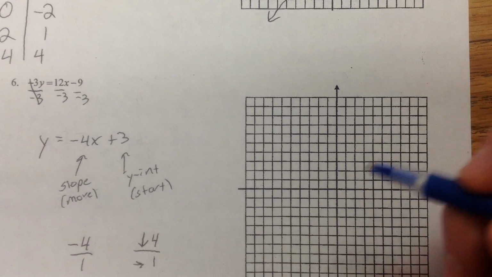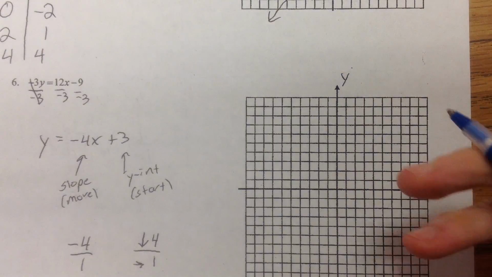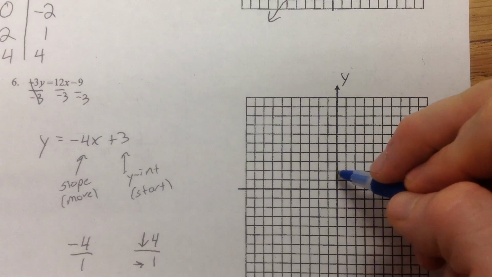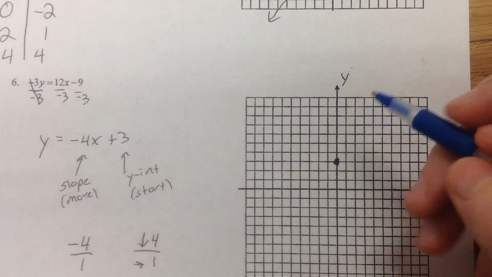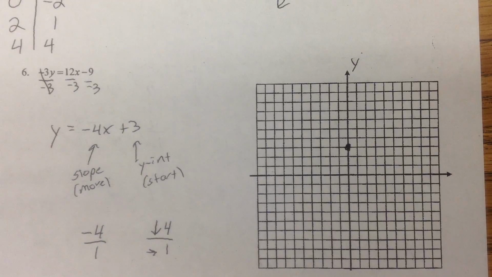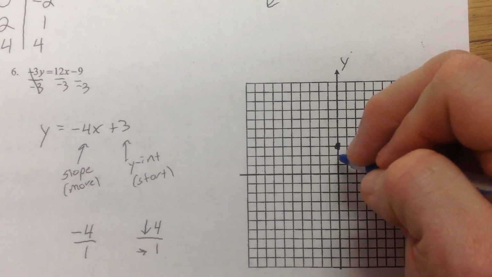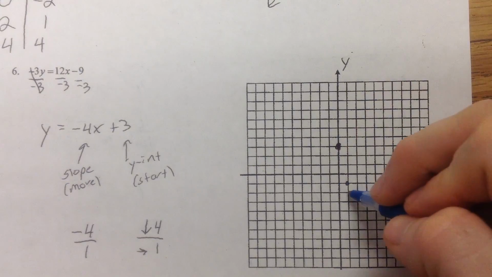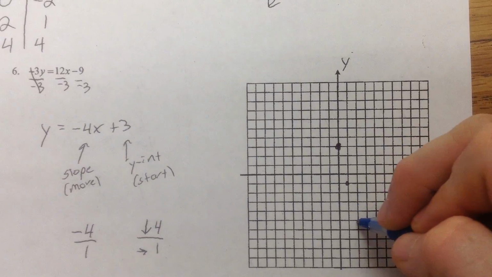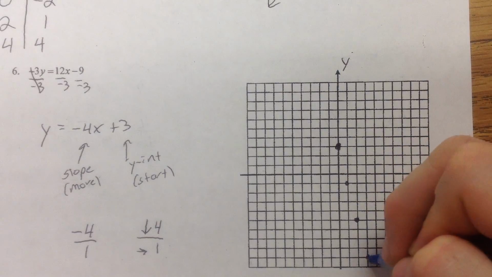All right, so let's take a look at what that's actually going to work out to be. So the y-intercept is a positive 3, so that's where it hits our y-axis. So I'm going to start up 1, 2, 3. And then our slope is a negative 4 over 1. So that's telling us to go down 4 and over 1. Down 1, 2, 3, 4, over 1.